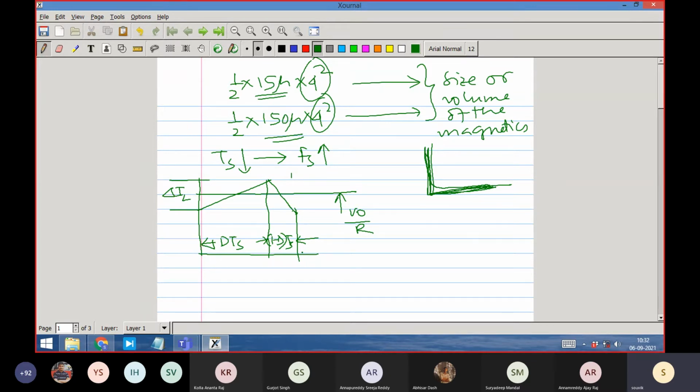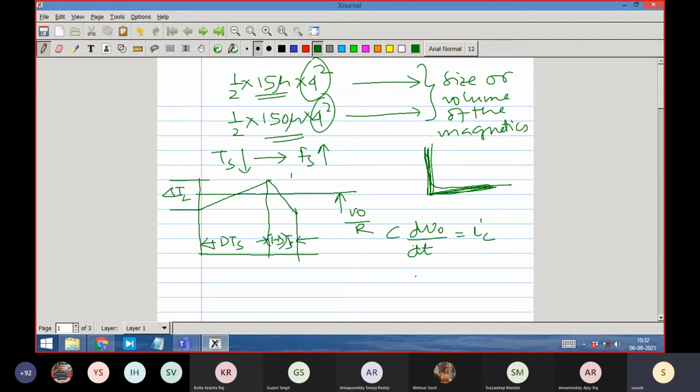We will do this way. We already know that C into dV0 by time, let us say dt. I am writing here like that. C dV by dt is equal to IC. That is the basic equation.